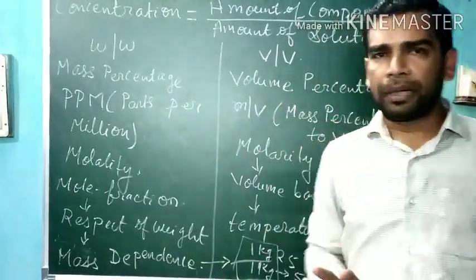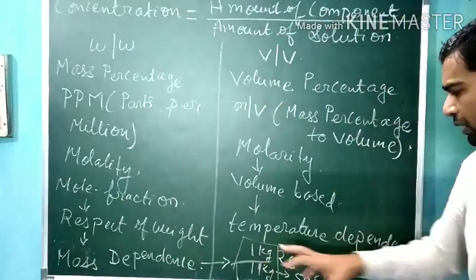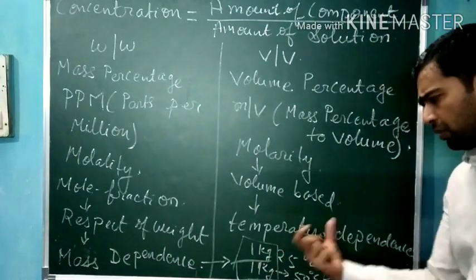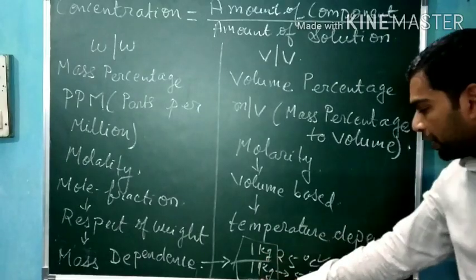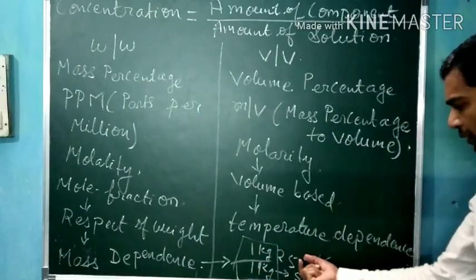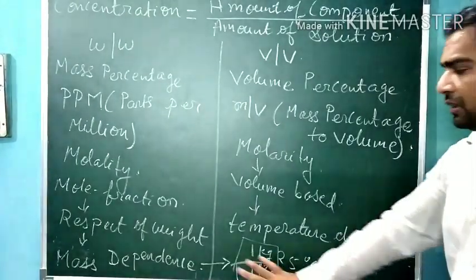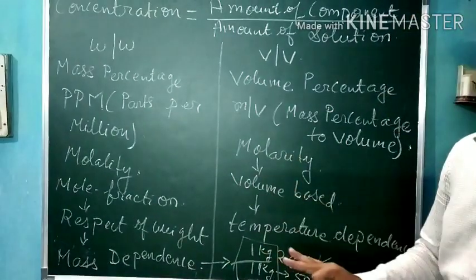Suppose we take an example. We are taking a 1 kilogram solution at 25 degrees Celsius. But here one thing is very clear: the quantity will remain the same, constant. Even if we increase the temperature, the quantity will remain the same. That is, it is mass dependent. This proves that it is mass dependent.